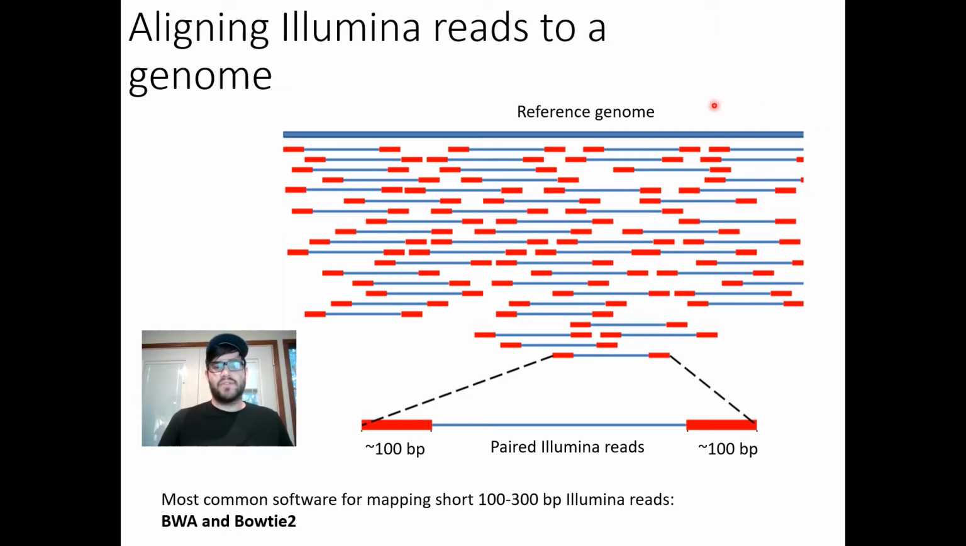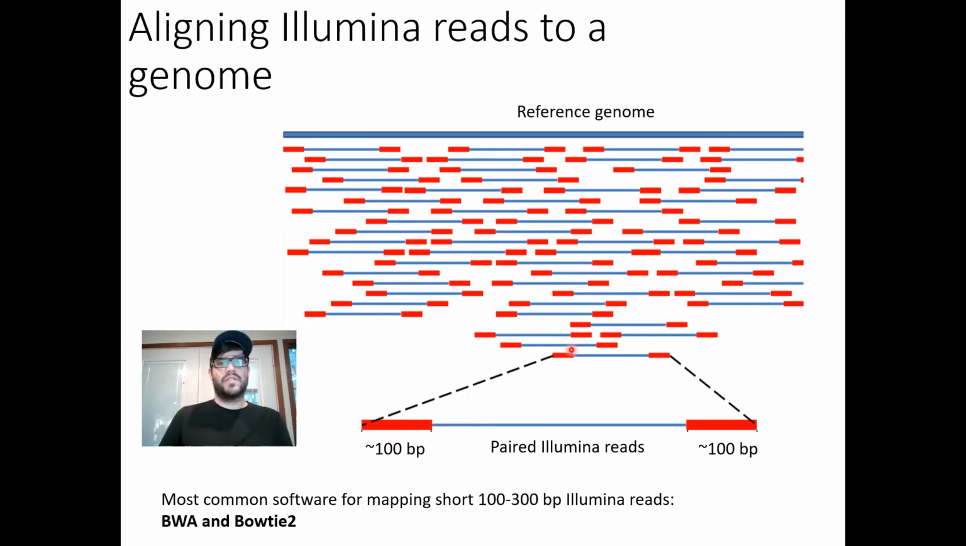We have our reference genome on top, so this would be a small chunk of the reference genome. And we would have our Illumina paired-end data here, where we have an insert of maybe 500 or 600 base pairs. With paired-end, we would sequence a little bit from the start of this fragment, and then a little bit of the end of the fragment as well. So we'd have about 100 base pairs here and about 100 base pairs here.